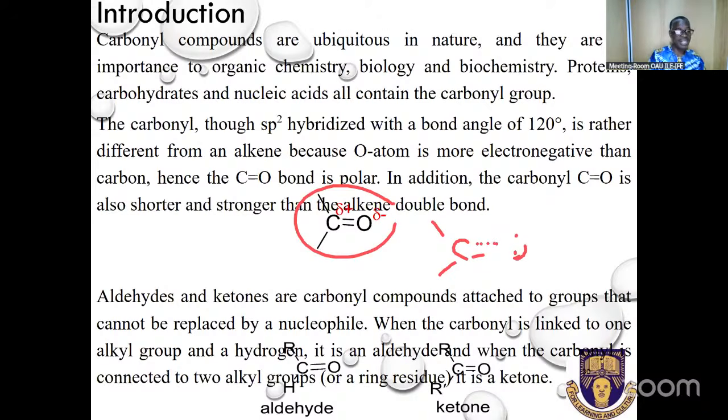So when the carbonyl, the C double bond O, is joined to just one alkyl group and a hydrogen, then the carbonyl compound is now known as an aldehyde. But when the carbonyl is connected to two alkyl groups or a ring residue, then it is a ketone. It will be a ketone.